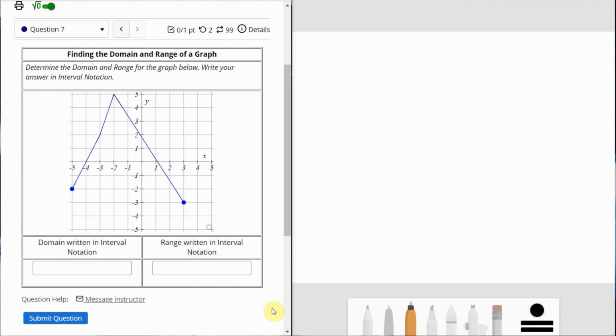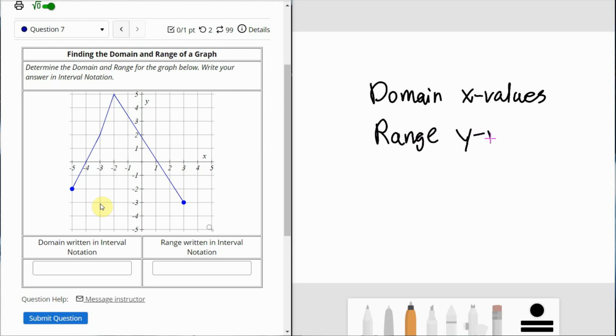Question 7 wants me to find the domain and range for the graph and write them in interval notation. Since the line ends in points, I only need to worry about the x and y values I can see on the graph. Remember that domain is the x values, and range is the y values.